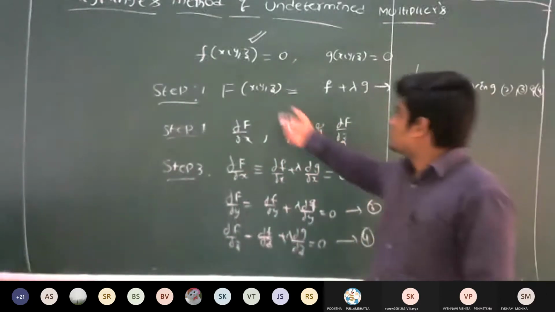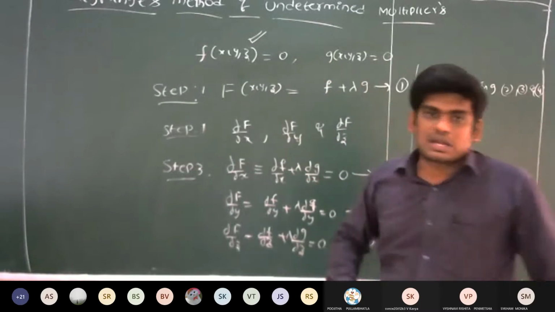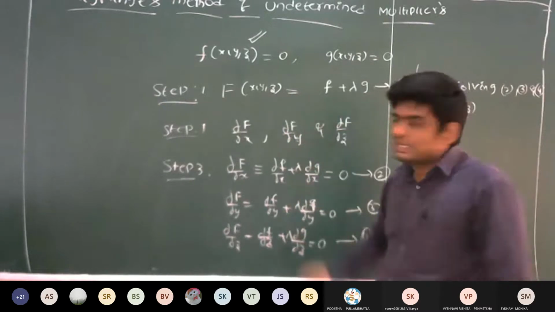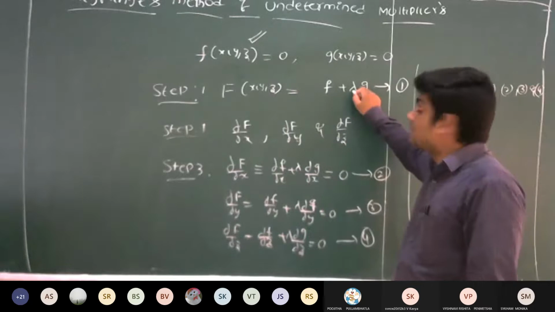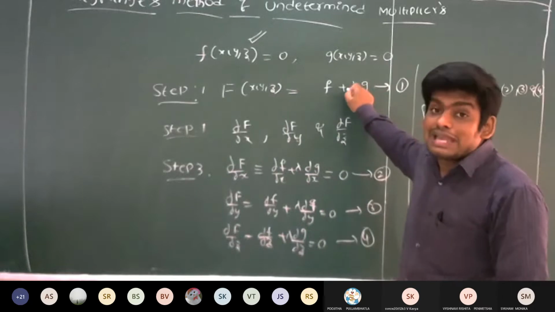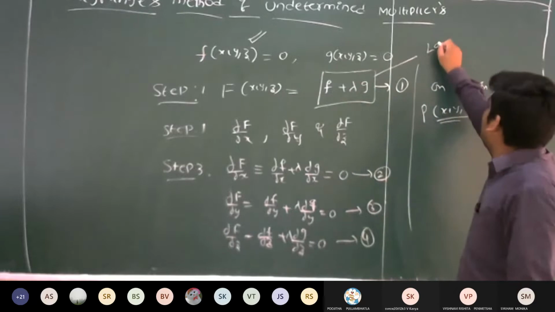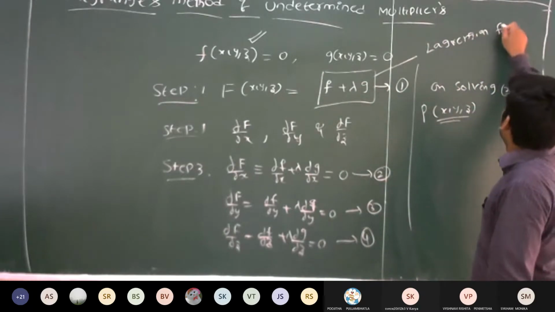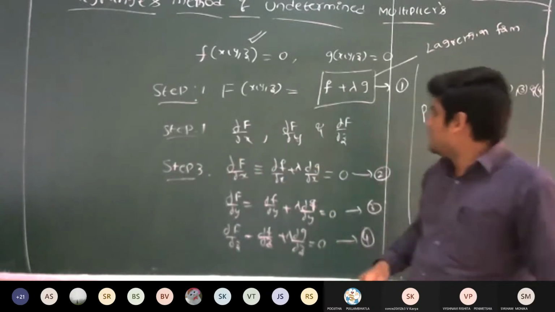In this type, first you have to connect the given function and the constraint by multiplying a non-zero multiplier. This is called the Lagrangian multiplier, and this form is called the Lagrangian form. After that, you have to calculate the first order derivatives.